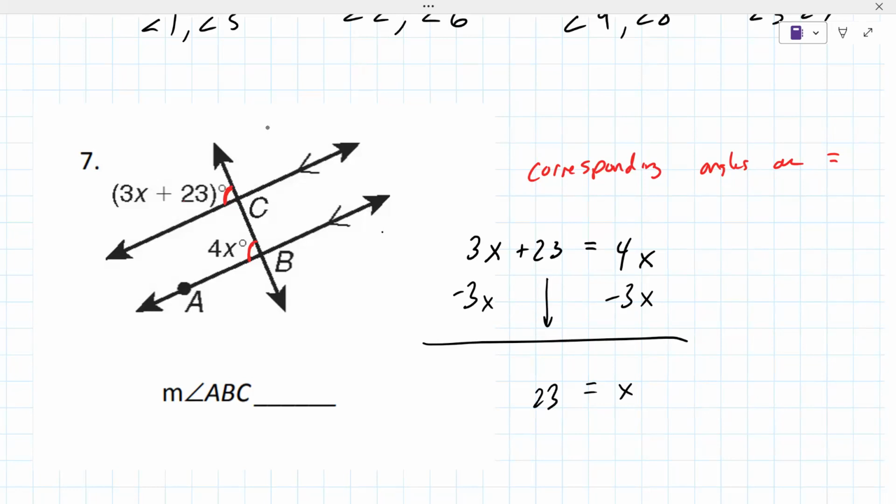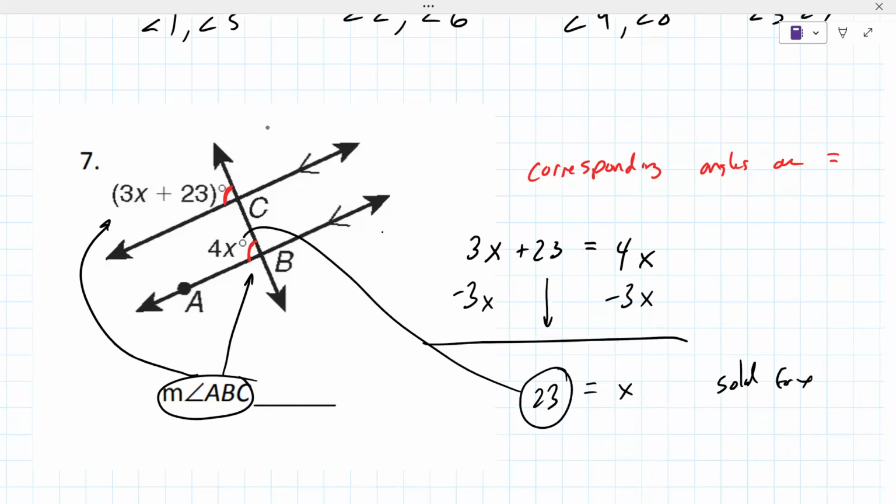So that is not the answer though. You were mentioning in class that we're solving for x, and you've solved for x. Great. But they might actually want the angle. This one wants ABC, which is the bottom one. Since they're corresponding, they're the same. So you put 23 back into either 4x or 3x plus 23. Your choice. Could you calculate the angle, please?